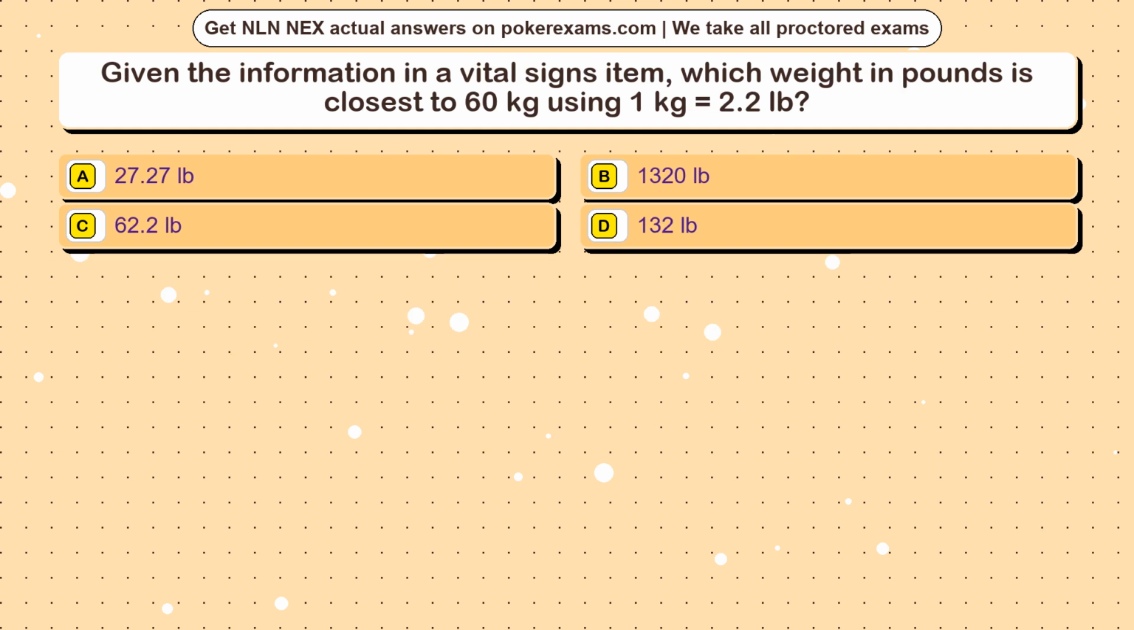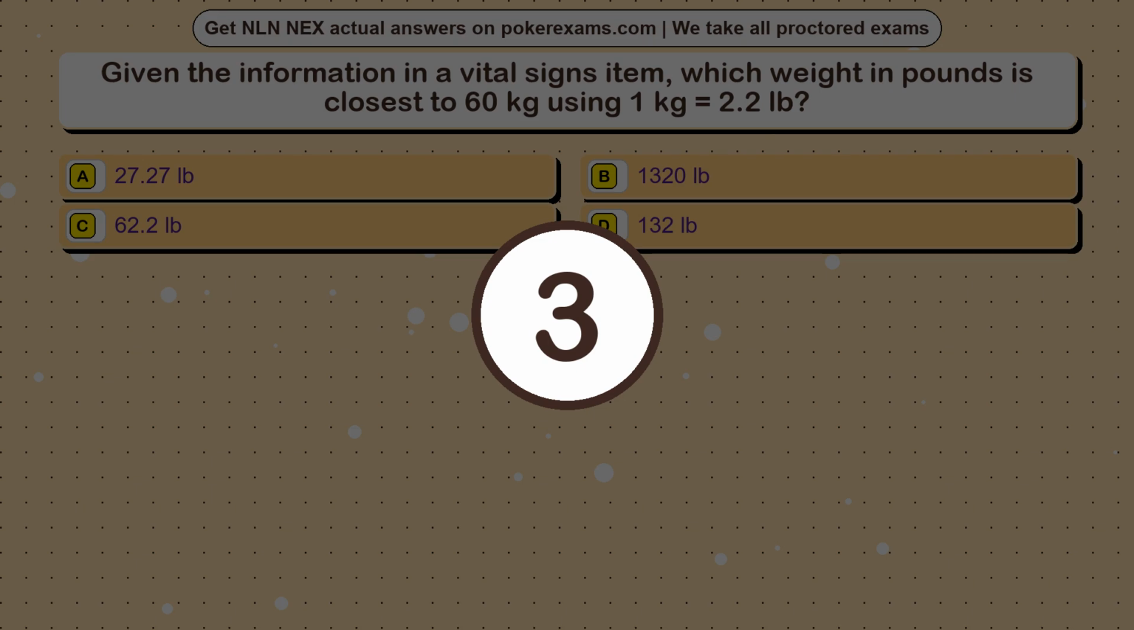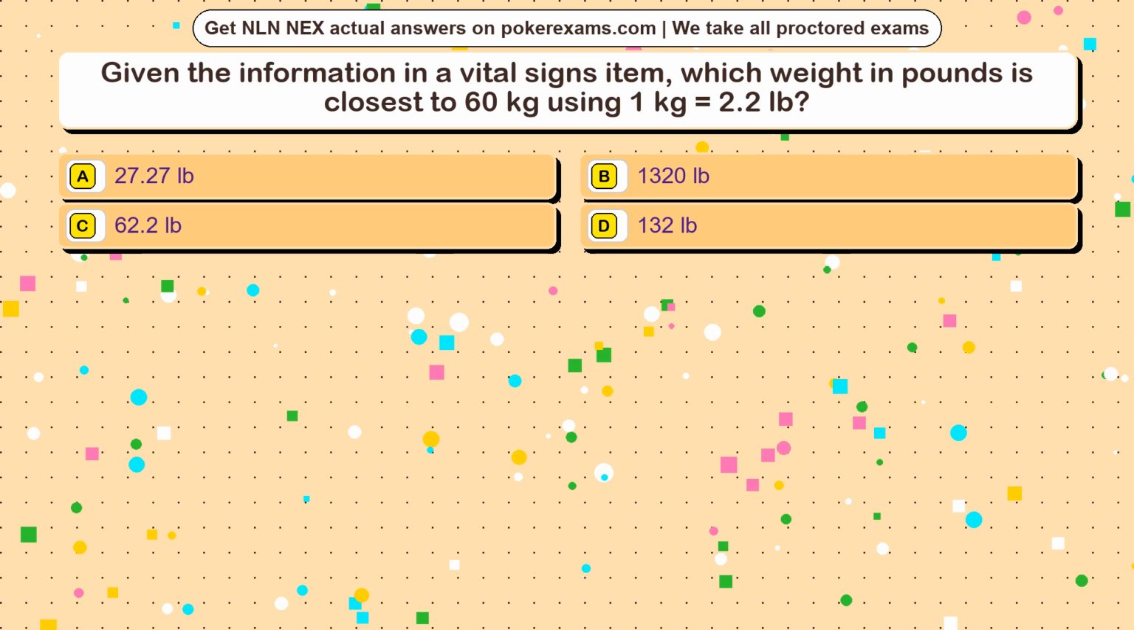Question 6. Given the information in a vital signs item, which weight in pounds is closest to 60 kilograms using 1 kilogram equals 2.2 pounds? Option A, 27.27 pounds. Option B, 1,320 pounds. Option C, 62.2 pounds. Option D, 132 pounds. The correct answer is option.